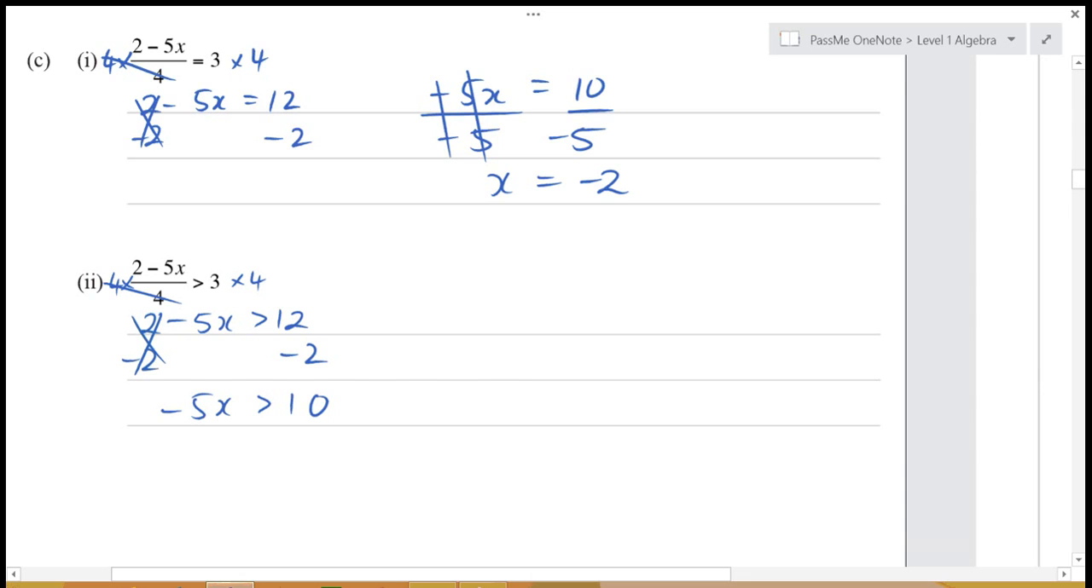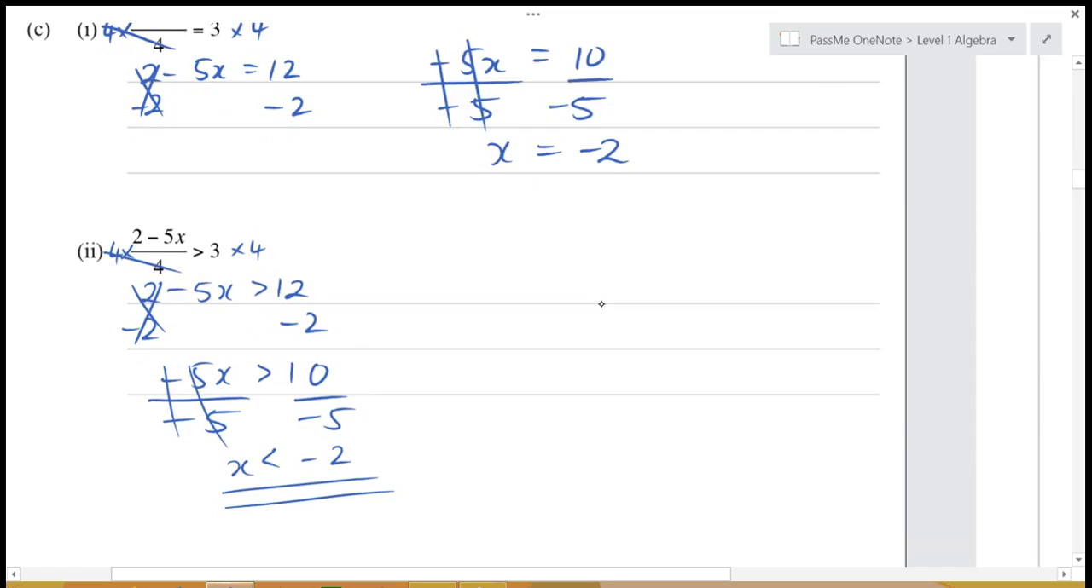And the only thing that I'll highlight here is that when we're dividing by a negative number, we have to make sure that we swap that sign around the other way. So our 5's and our negatives cancel out, all we're left with is x, and on the other side we're going to have negative 2. So this reads that x must be smaller than negative 2, and that's our solution for that question.